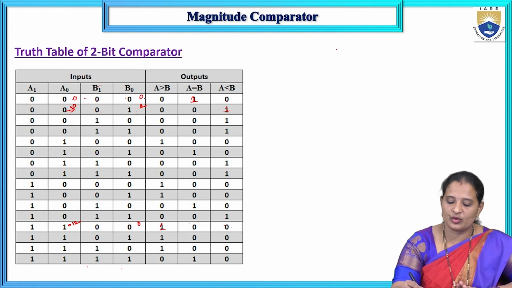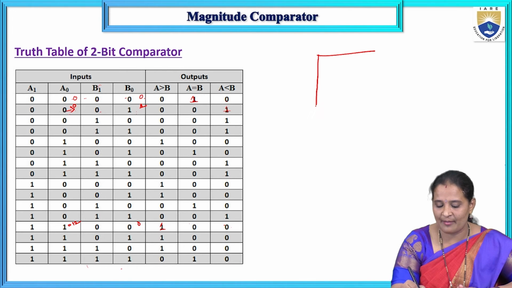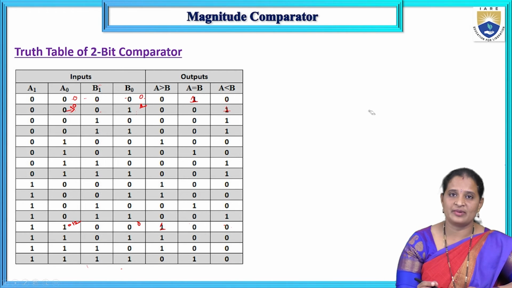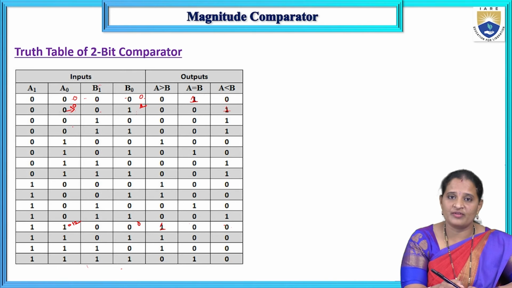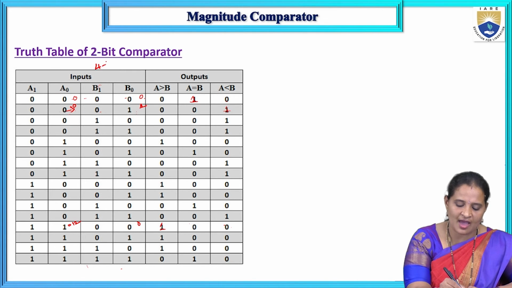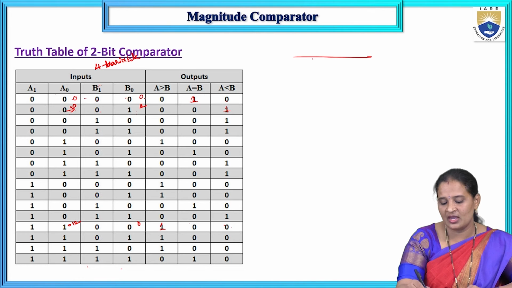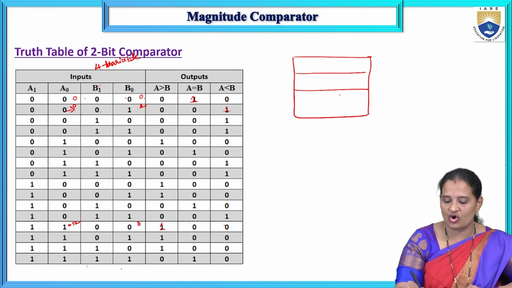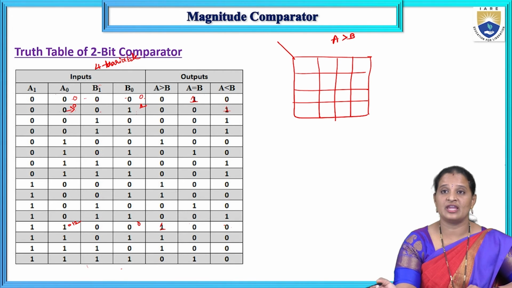For that, I want to draw the K-map. How many variable K-map is required? The size of the K-map is decided with respect to the number of input variables. How many input variables do we have? 4 input variables: A1, A0, B1, B0. So in order to find the simplified Boolean functions for the 3 outputs of the comparator, that is A less than B, A greater than B, and A equal to B, first let us derive the equation for A greater than B.